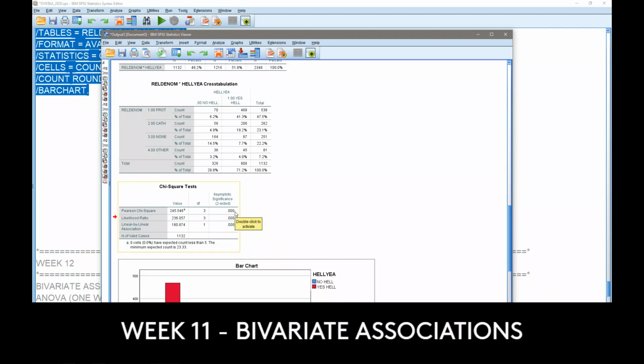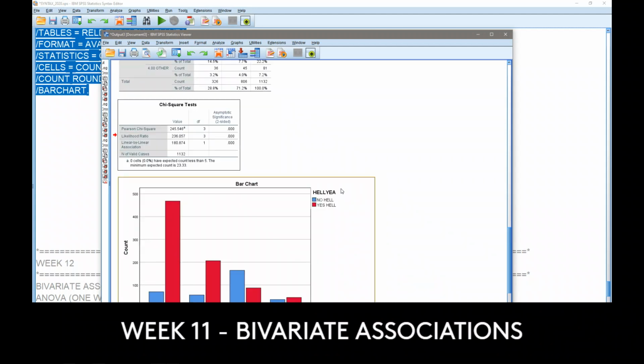This tells us that the relationship between religious denomination and belief in hell is statistically significant at the 0.001 level, so it's very significant. What this means is that there is a legitimate underlying reason why this relationship exists, and that this relationship is not just occurring by chance, that there is something fundamental about the characteristics of the people involved in these categories that produces the outcome.